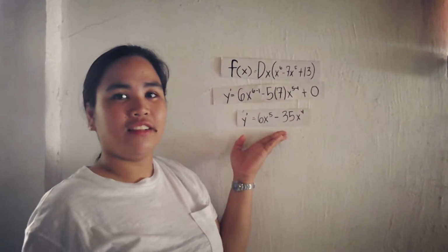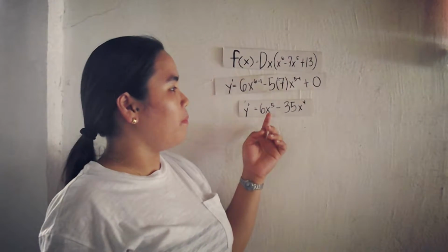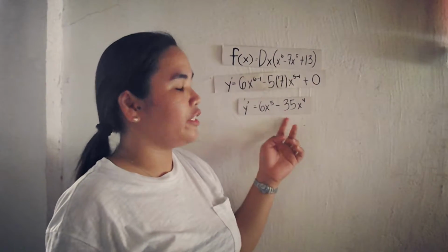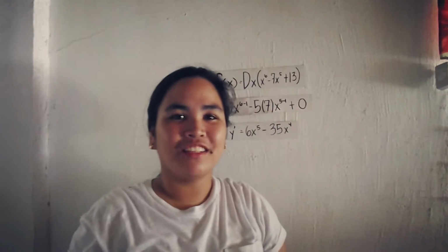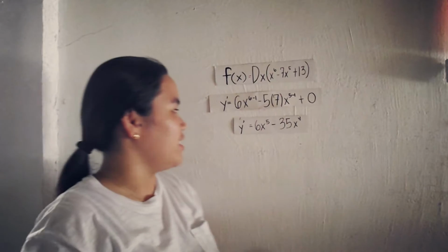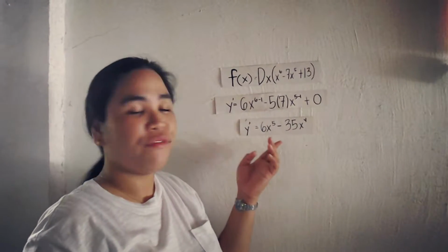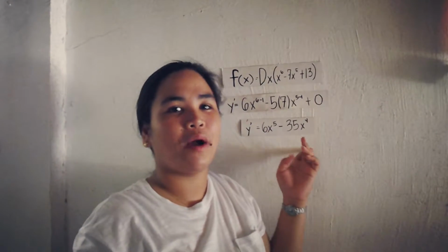This is the final answer: 6x to the power of 5 minus 35x to the power of 4. That's all. Thank you. To simplify it, the final answer is 6x to the power of 5 minus 35x to the power of 4.